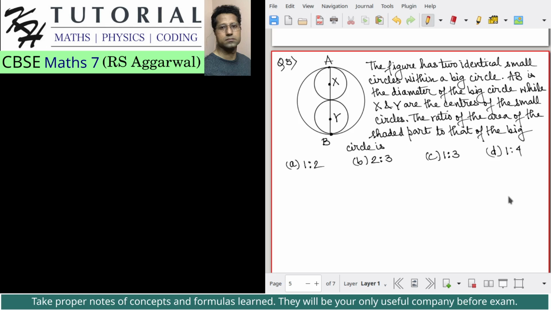The ratio of the area of the shaded part to that of the big circle. So I am sorry, I forgot to highlight the shaded part. The shaded part is this part. This was the shaded part. My shading will not be perfect, but I hope you will understand.